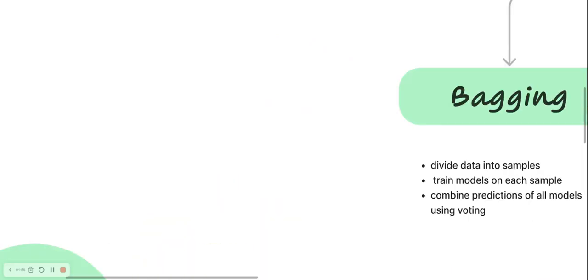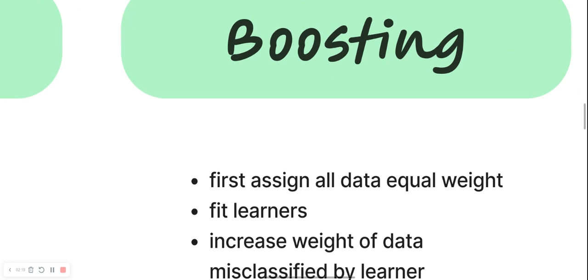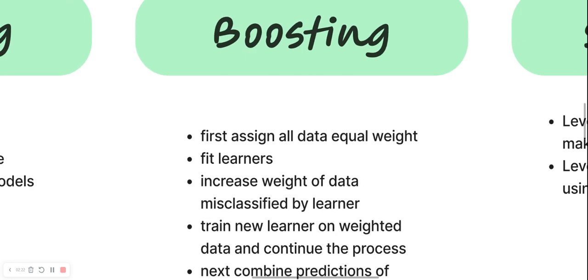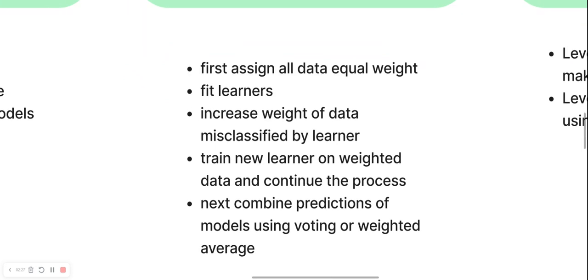Now let's move on to boosting. So just like all the XGBoost algorithms and CatBoost, LightGBM. What they do is they have a set of weak learners, and then they make predictions from them, and create a weighted data. So just like how XGBoost works, we have a boosting algorithm. We assign all the data equal weight, then we fit a few weak learners on it, and then we increase the weight of the data which is misclassified by the learner. Then we train a new learner on the weighted data and continue the process.